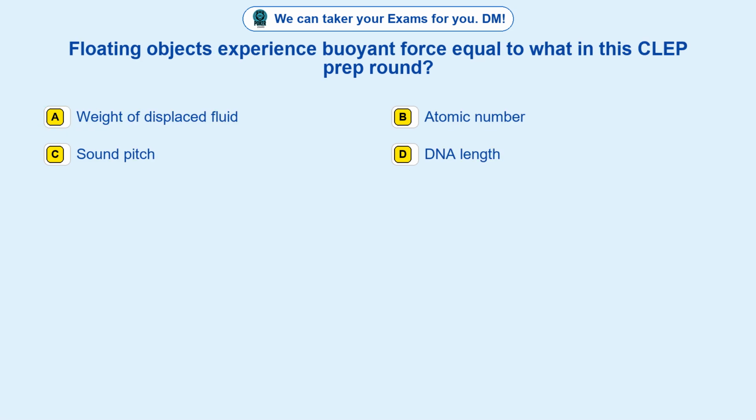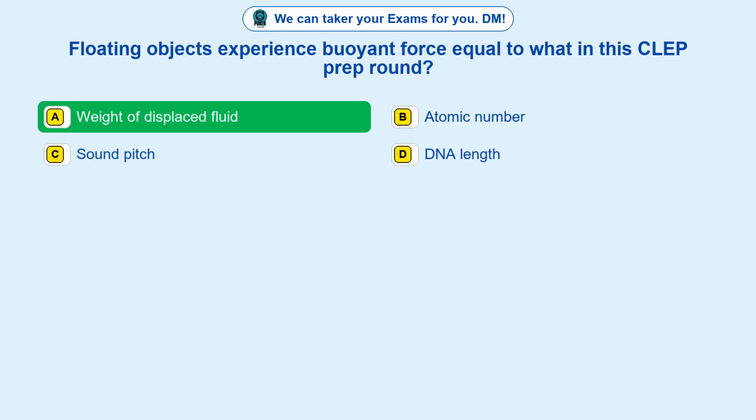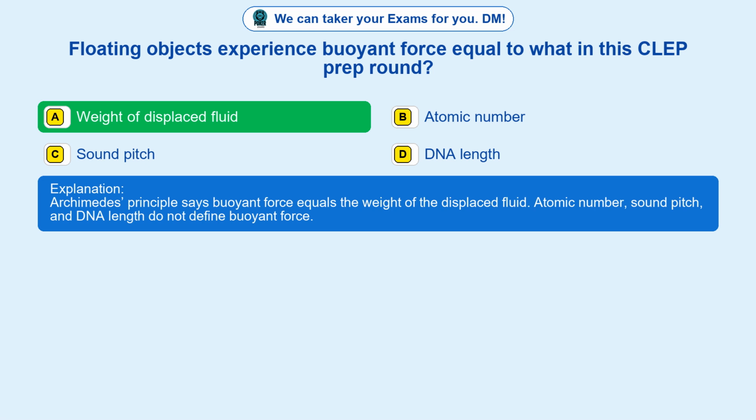Question 80. Floating objects experience buoyant force equal to what in the CLEP prep round? Option A, weight of displaced fluid. Option B, atomic number. Option C, sound pitch. Option D, DNA length. The correct answer is option A, weight of displaced fluid. Archimedes' principle says buoyant force equals the weight of the displaced fluid. Atomic number, sound pitch, and DNA length do not define buoyant force.